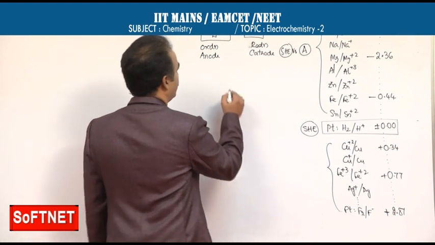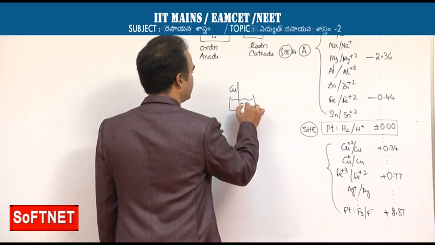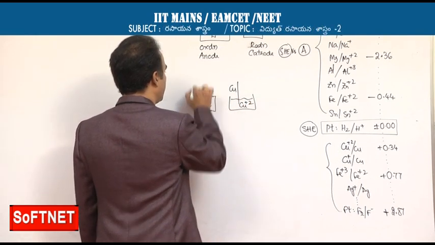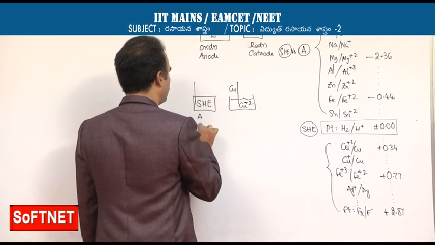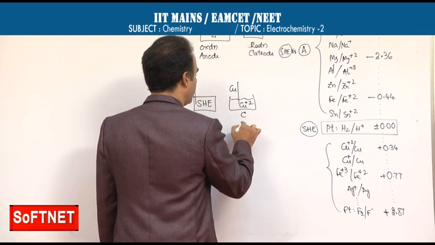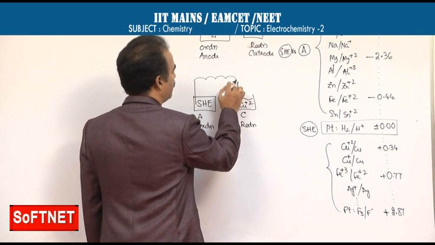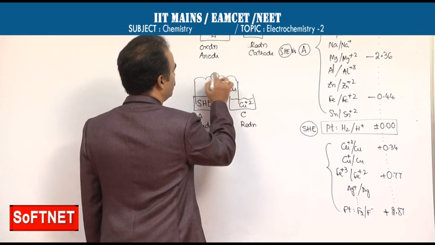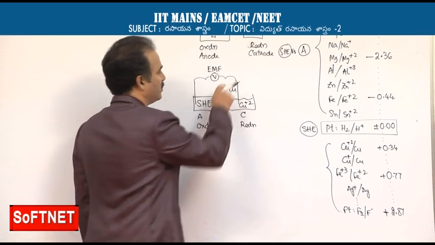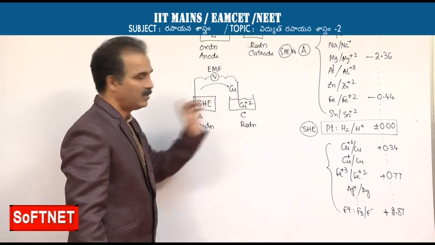For example, if you take a copper electrode connected to SHE, then SHE acts as anode and undergoes oxidation. The copper electrode undergoes reduction, so it acts as cathode. So the EMF of this cell will also be positive. The potential difference between these two electrodes is positive, so electrons go from the standard hydrogen electrode to the copper electrode.